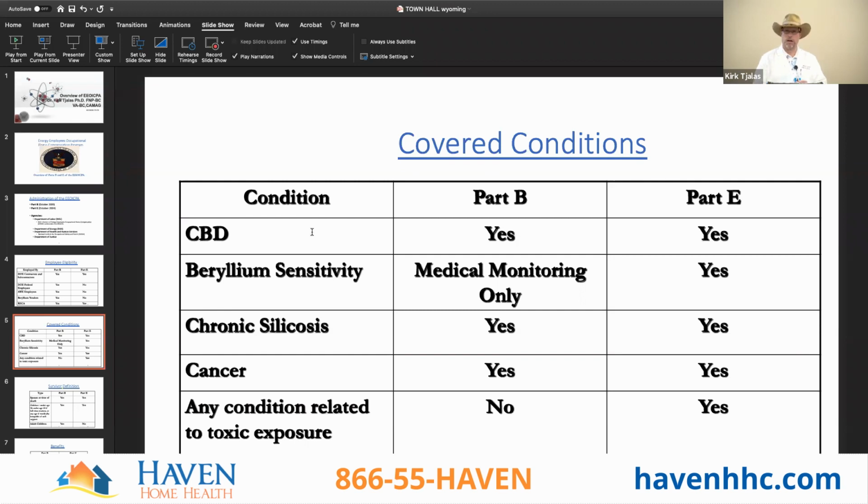On this slide, you can see CBD stands for chronic beryllium disease. It qualifies for both parts. Beryllium sensitivity is only covered under screening under Part B, but depending on the cancers, all cancers qualify for both Part B and E. Any condition related to a toxic exposure is specifically geared towards Part E.